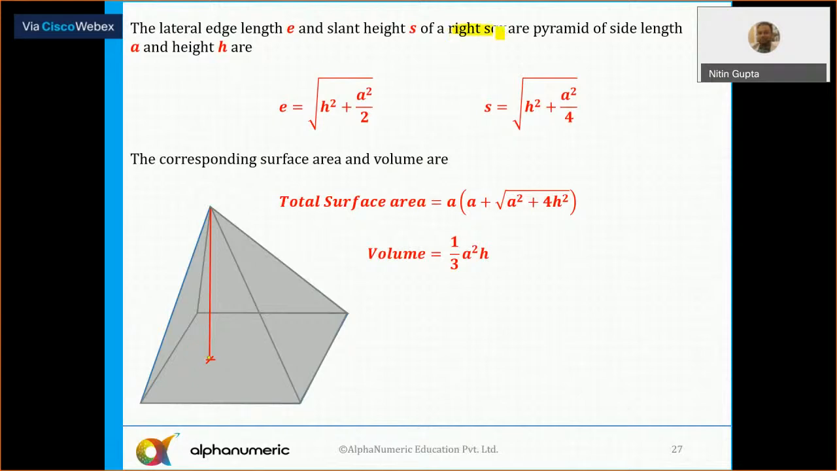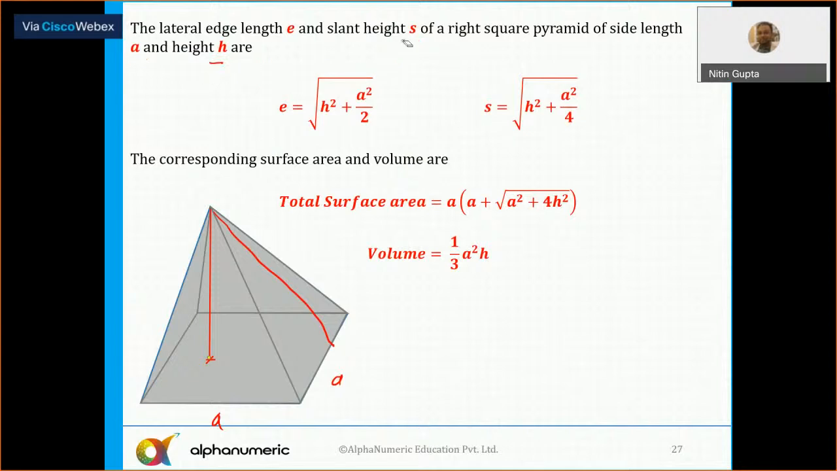And in the CAT 2018 question on the right square pyramid, you need to find out the height. So if the side length of this pyramid is A and A, and the slant height is S, that is the edge of the triangle here. Slant height is S, and for a right square pyramid of side length A and edge, this is the formula for S, the length of the edge and the length of the side.